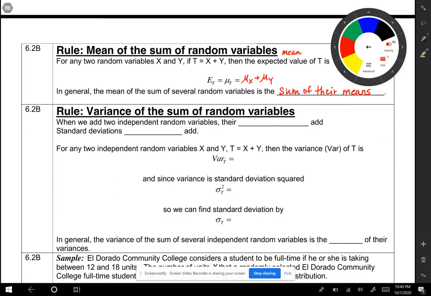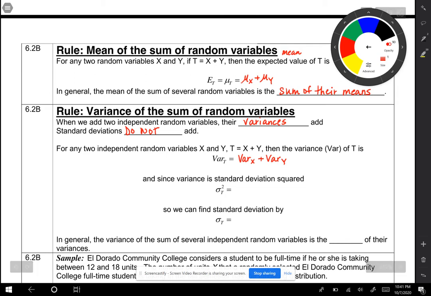For the rule for the variance of the sum of random variables, when we add two independent random variables, their variances do add, as we noticed in the previous page, but the standard deviations did not add. For any two independent random variables, x and y, if t is equal to x plus y, then the variance, VAR, of t is equal to the variance of x plus the variance of y.